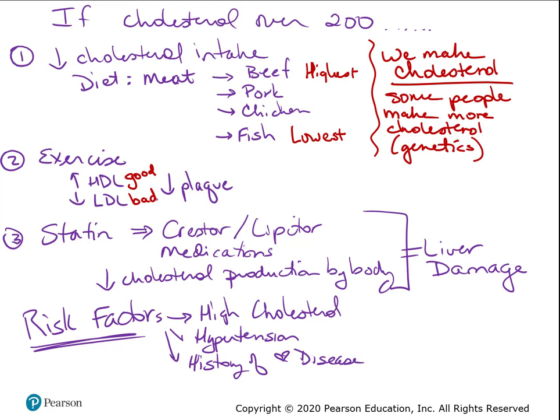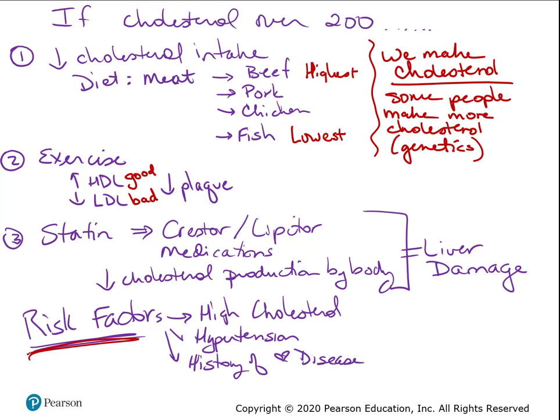So if you go to the doctor and they say your cholesterol is 250, you need to start taking this statin. Statins are things like Crestor, Lipitor. These are chemicals that actually suppress cholesterol production by your body. So it stops your body from making cholesterol. So it takes that part out of the equation.